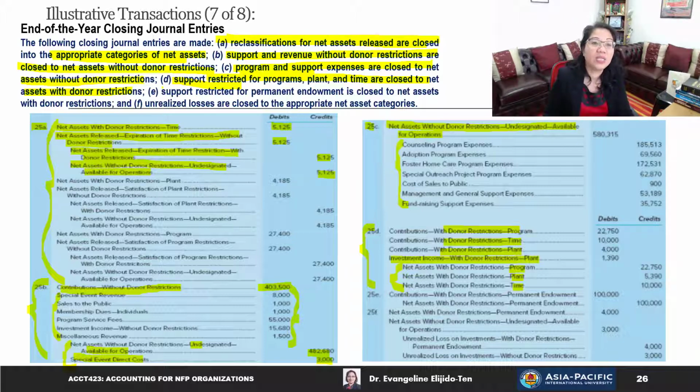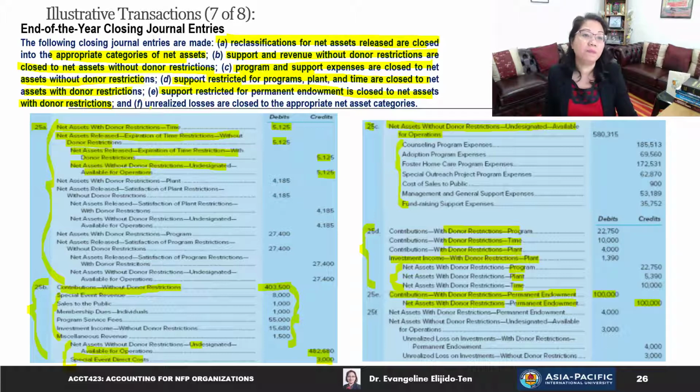What happens with 25E? All the support restricted for permanent endowment is closed to net assets with donor restrictions. So to do that, we'll debit contributions with donor restrictions, permanent endowment, the 100,000 that we have received, and credit net assets with donor restrictions, permanent endowment, 100,000, the same amount.